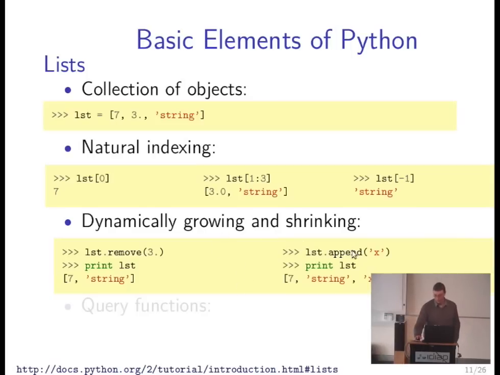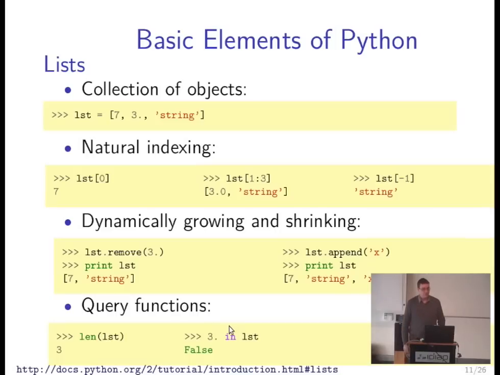When you have a list, you can also append elements. So to push at the end, you just say append, you put an element, and it appears at the end. And you have some query functions. For example, when you want to know the length of the list, you just say len, which is also a built-in function, len of list, and you will get 3 when you did all that. You can check if the 3 is in the list using the special in keyword. And since we removed the 3 here, it should not be in the list anymore.